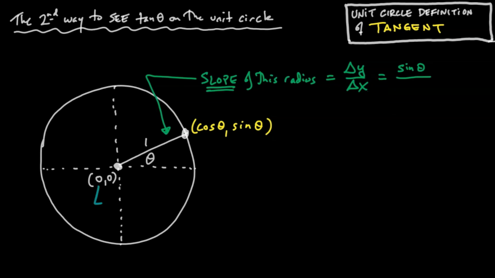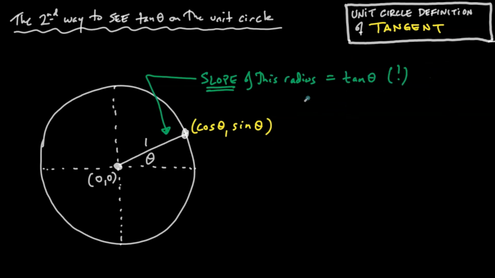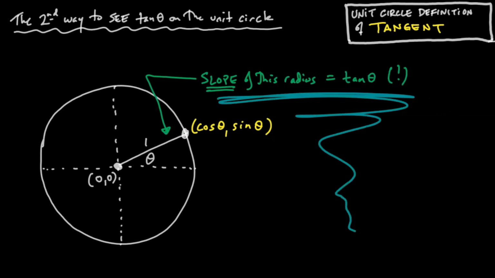Well, x changes from 0 to cosine theta. So the change in x is cosine theta minus 0, which is better known as cosine theta. Oh, and lo and behold, we have sine over cosine, which of course is tangent of theta. So look at what we have found. The slope of that radius, when we have rotated it through an angle of theta, is tangent theta. Let's clear out this intermediate stuff so that we may gloat over our interesting conclusion here.